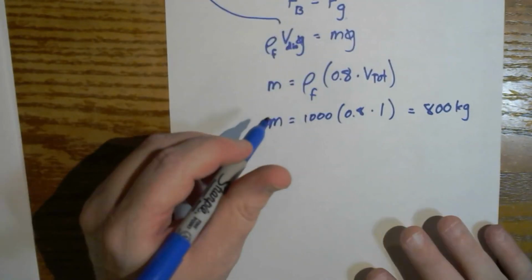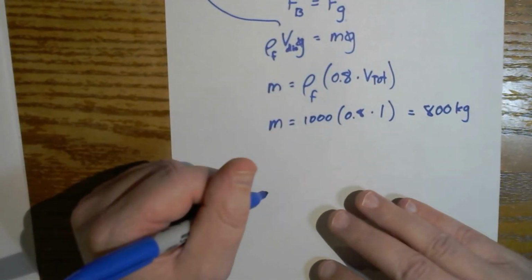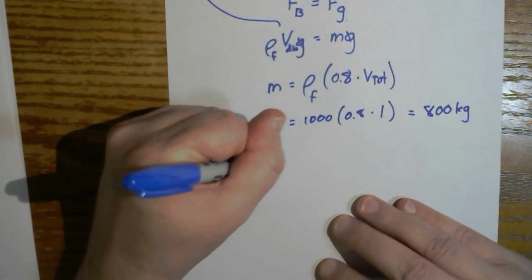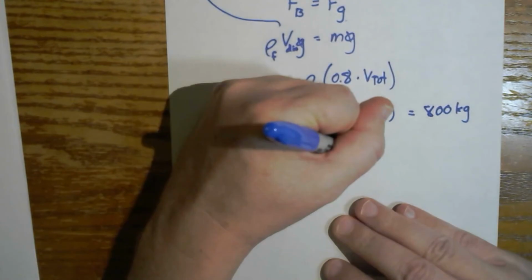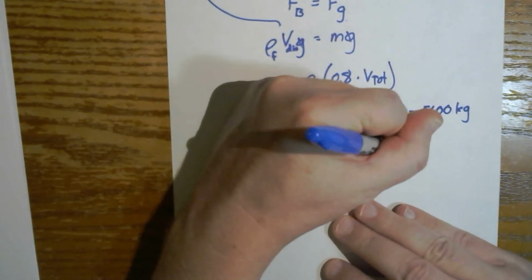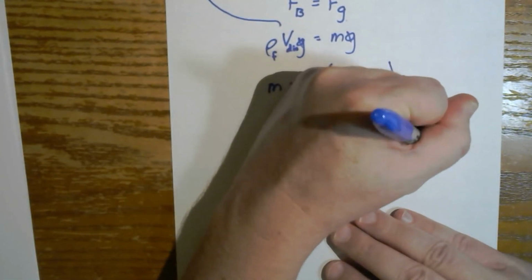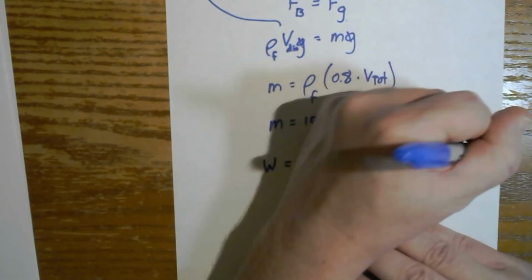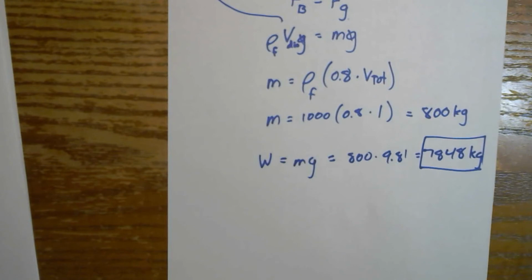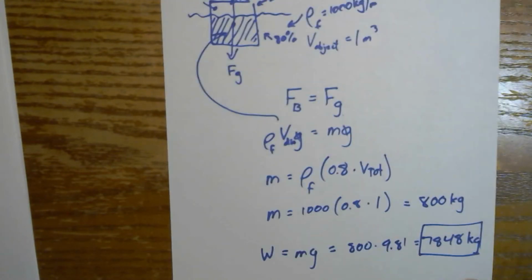And so the question says, what is the weight of the object out of the water? Well, the weight is just mg. So it's going to be 800 times 9.81, which is 7848 newtons.